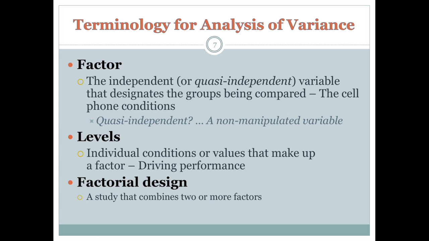All right, let's get some terminology out of the way. A factor, in this case, is the independent or quasi-independent variable that designates the groups being compared. So we're going to be using a quasi-independent or non-manipulated variable, and our factor is the cell phone condition, right? Handheld, hands-free, or no cell phone. The level is their driving performance. How well do they drive? Like on a scale from 1 to 10, they scored a 7 or a 3, right? So these are individual conditions or values that make up that factor. And the factorial design is just a study that combines 2 or more factors. So sometimes you're going to hear analysis of variance or ANOVA described as a factorial design.